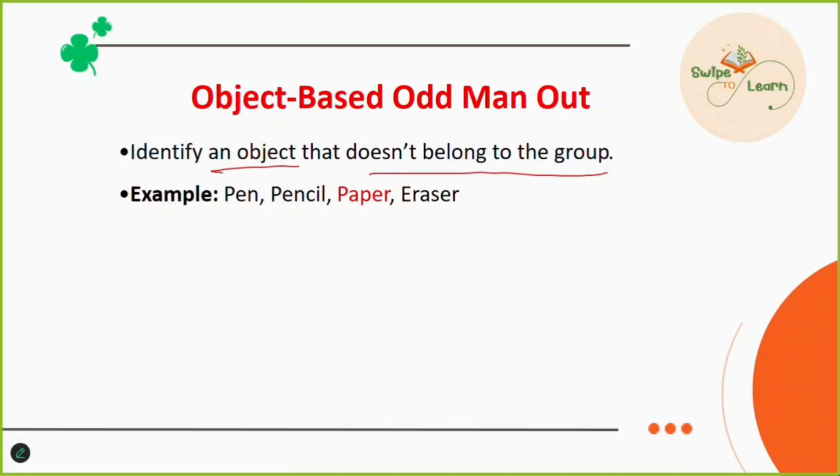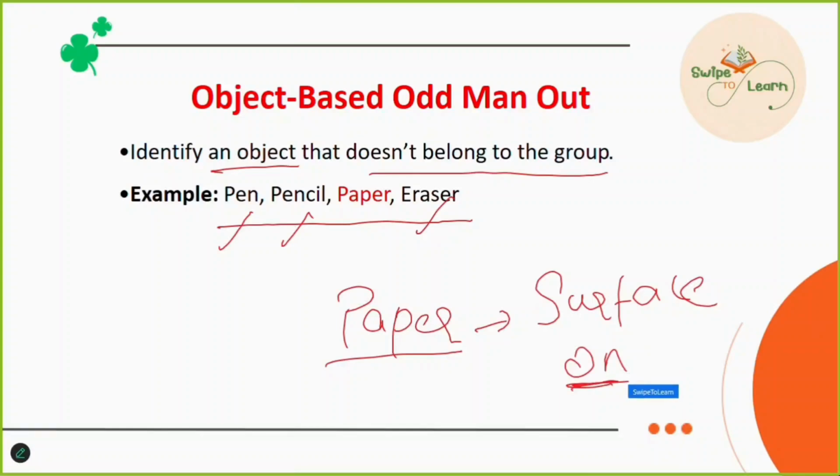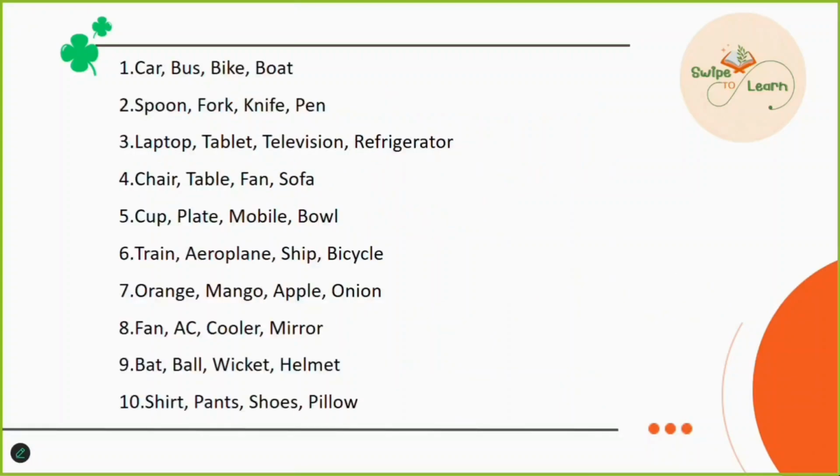And the example is pen, pencil, paper and eraser. When we see here, pen, pencil and eraser are the tools which we apply on paper. Whereas paper is a surface where all the things can be applied on. So paper is an odd man out here. So here are some examples for the model of object-based thing. The very first thing is car, bus, bike and boat. Very easy to say a boat is different from the others, because car, bus and bike are vehicles which run on land, whereas boat is a thing which runs on water. So boat is odd man out.